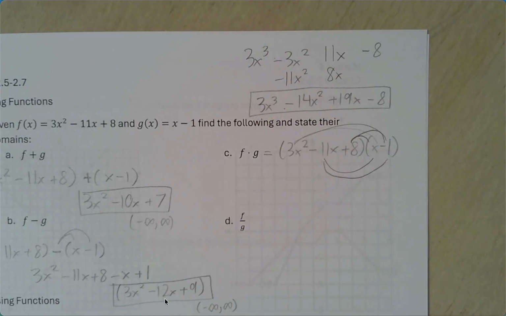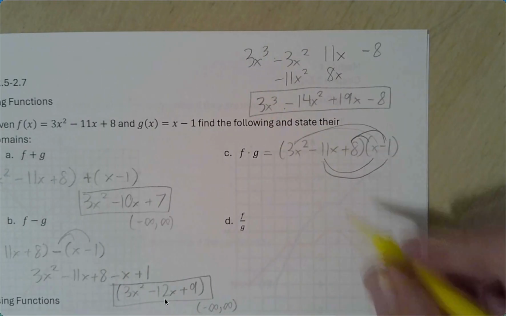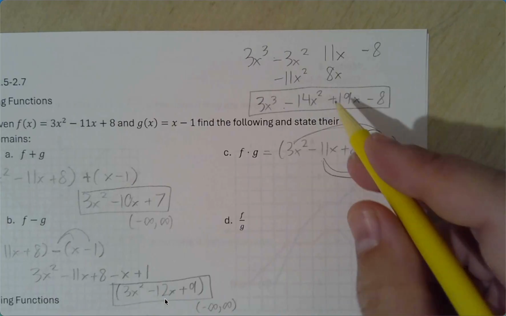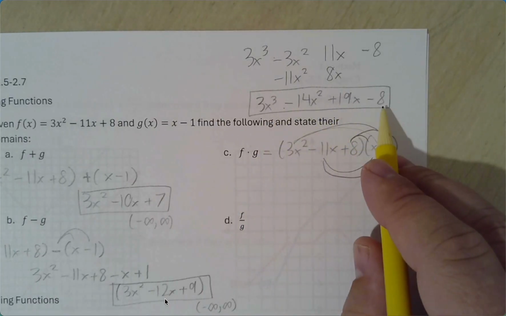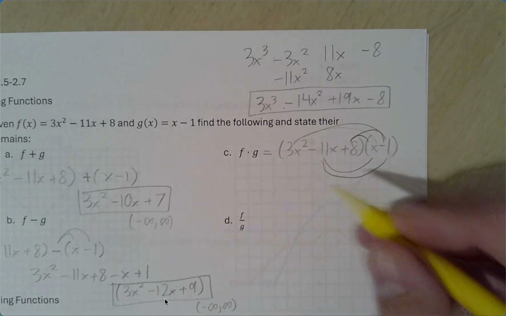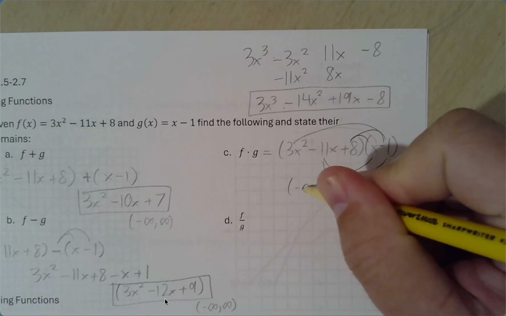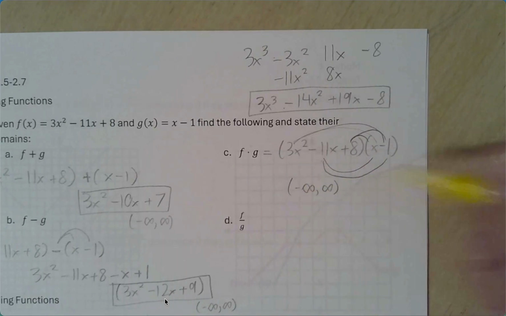and we're done. Finally, what's the domain of this one? Well, this one does not have any square roots. It does not have any fractions. So you guessed it, this one's domain is negative infinity to infinity.